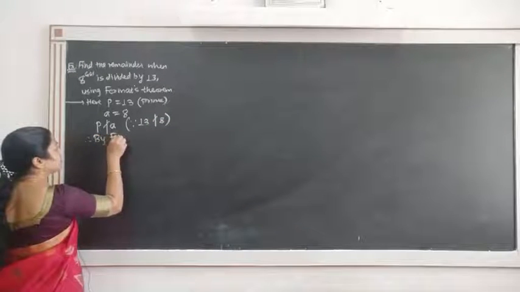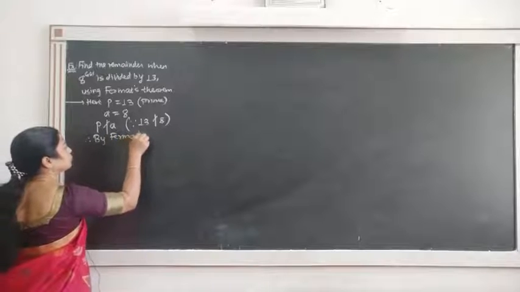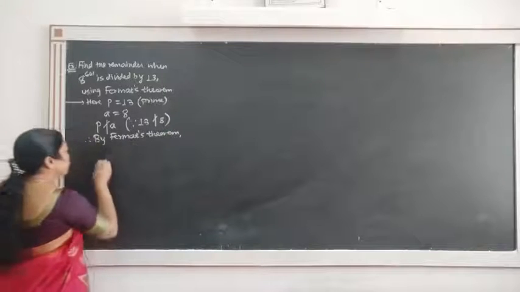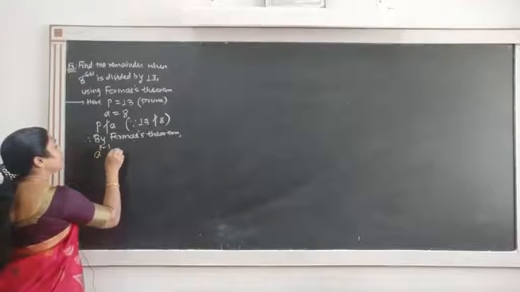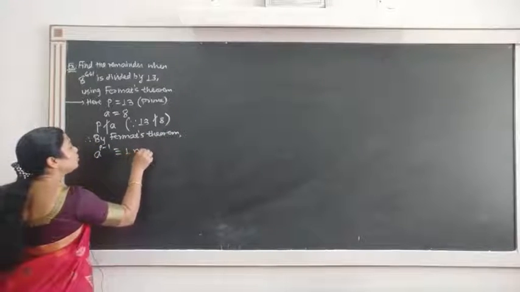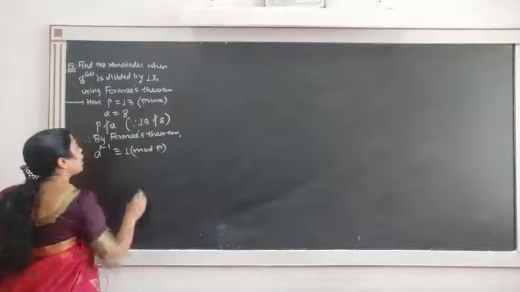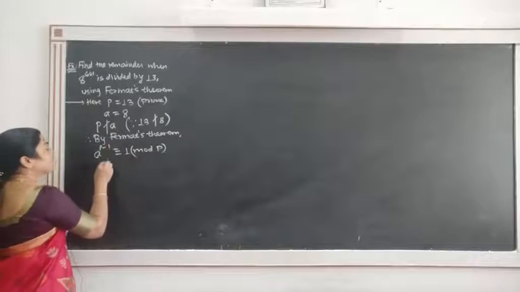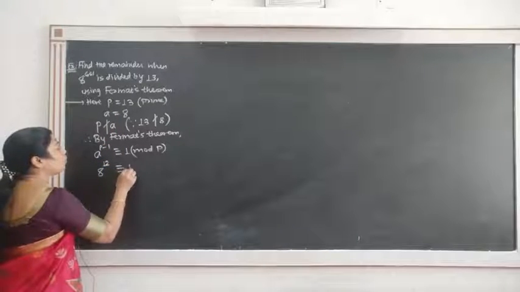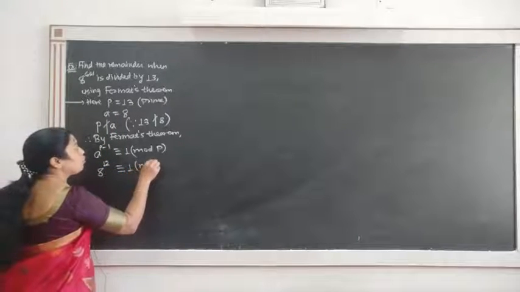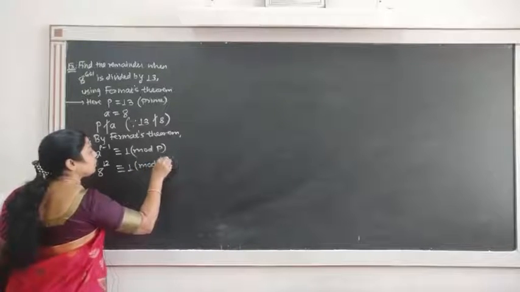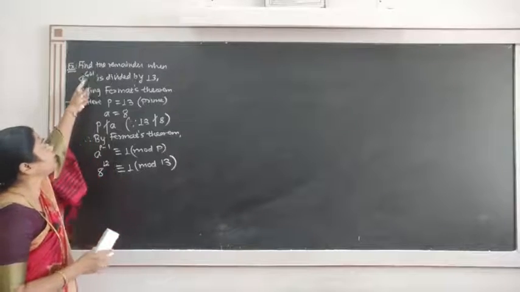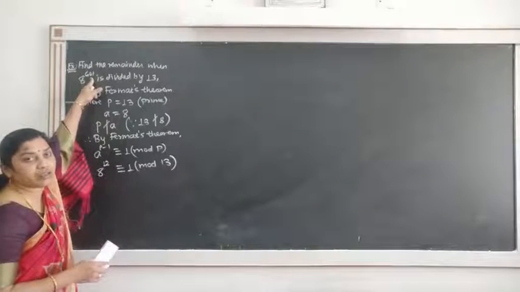So by Fermat's theorem, A raised to P minus 1 is congruent to 1 modulo P. A is nothing but 8. P minus 1, 13 minus 1, that is 12. It is congruent to 1 modulo P. P is 13. We get 8 raised to 12. We want 8 raised to 401.